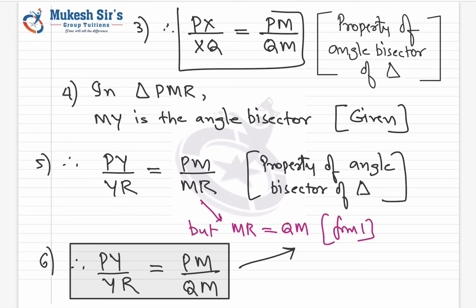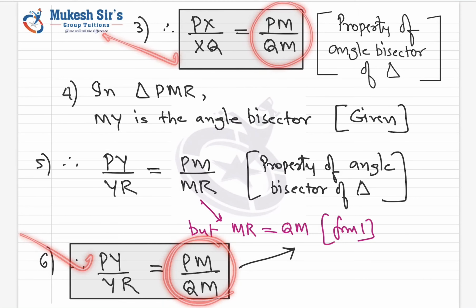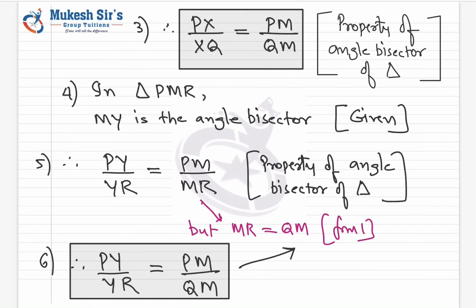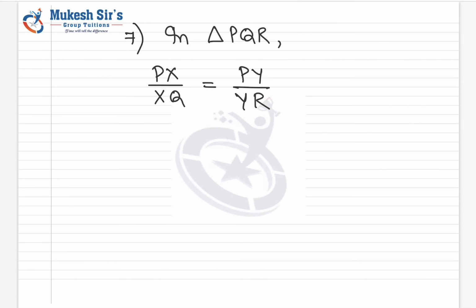Okay, so now look at step number 3 and step number 6. In both the steps you will find the right hand side is the same, PM upon QM. If the right hand side of both is the same, then the left hand side will also be the same. So you will get PX upon XQ is equal to PY upon YR. So in triangle PQR, you got PX upon XQ is equal to PY upon YR. Write the reason from 3 and 6.